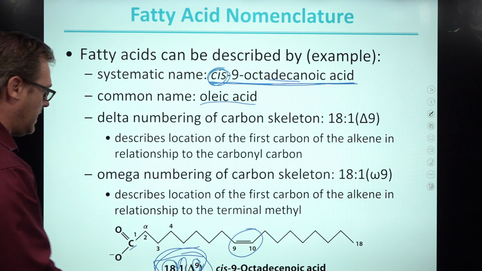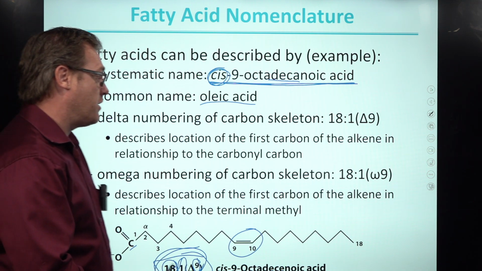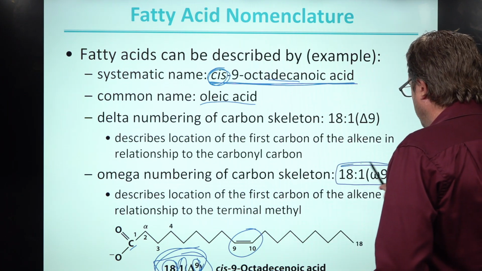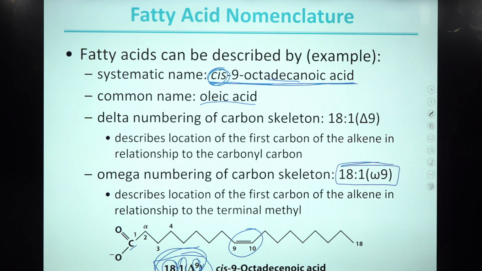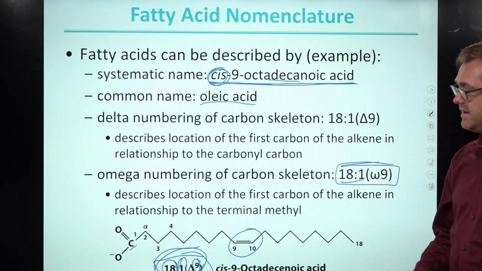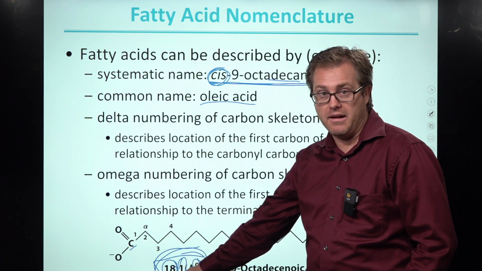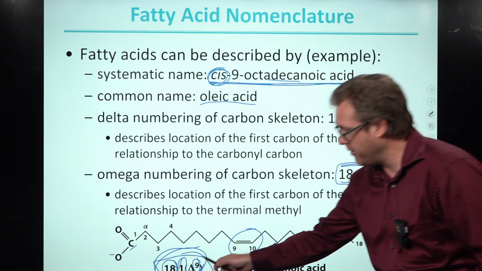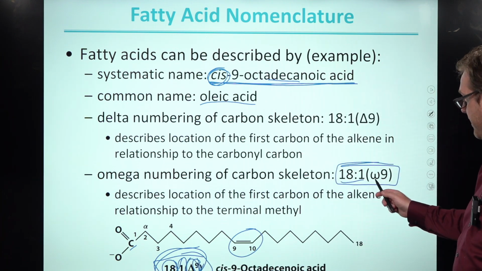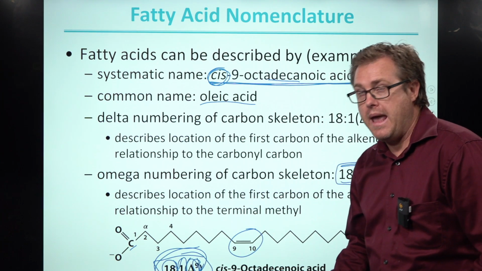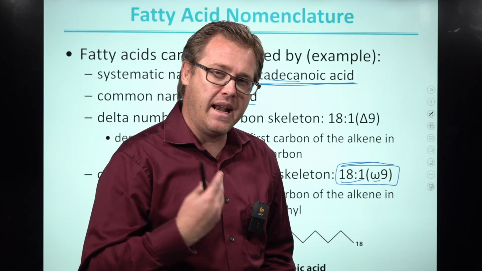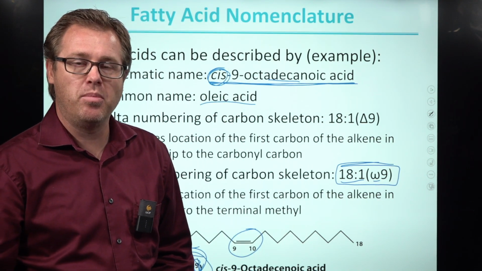Now we have another scheme of numbers: omega. The two numbers, the 18 and the 1, are the same as down here. But what's the difference between this one and this one? Here we have a delta symbol, and here we have the omega. The omega is a different way of telling us where that double bond is.